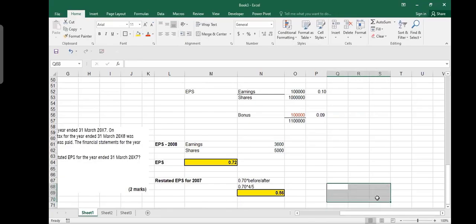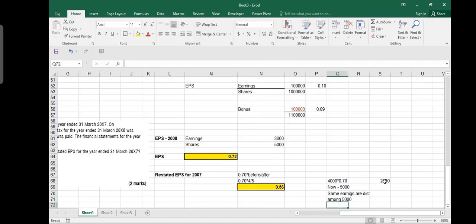Or you can do it with the total numbers. You had 4,000 shares, each share was earning 0.70. So your total earning was 2,800. And now you've got 5,000 shares. The same earnings are distributed among 5,000 shares. My earnings are not changing. Before I was giving 2.8 million earning to 4 million shares. Now the number of shares has become 5 million. If I divide the same amount over 5 million, it would be 0.56. That's the mathematical logic behind that.